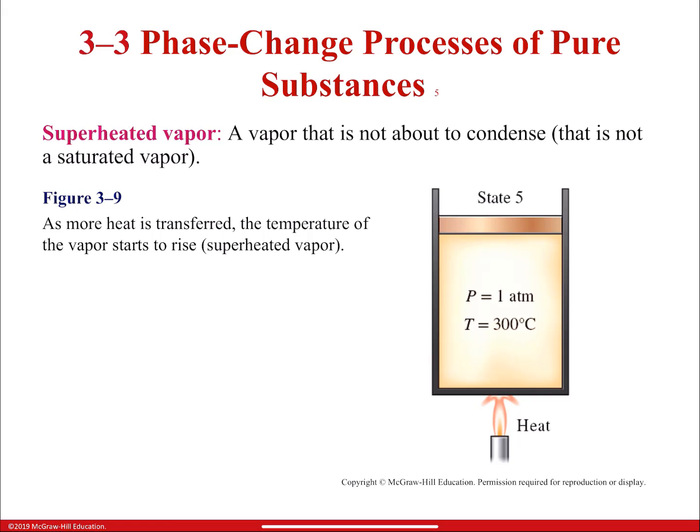At state number 5, the temperature of the vapor, let's say 300 Celsius or something like that, compared to 20 Celsius that we had at the beginning. So basically what is happening in this stage is the heat keeps coming, the temperature keeps rising, and the volume keeps rising as well, because now the piston is moving upward, changing the volume of the substance.